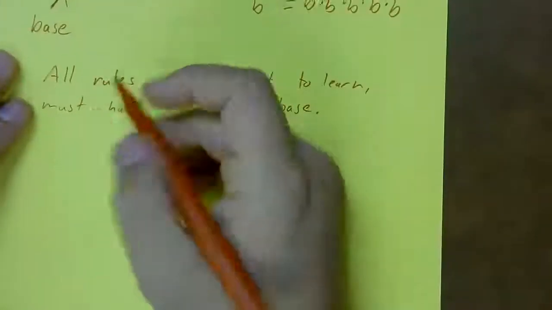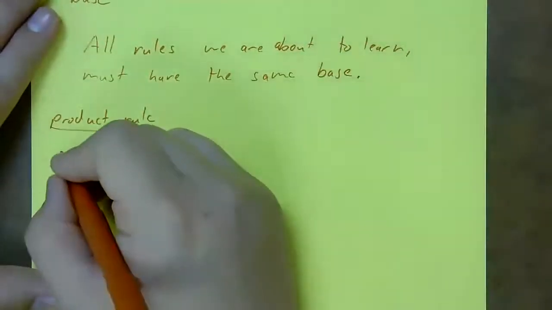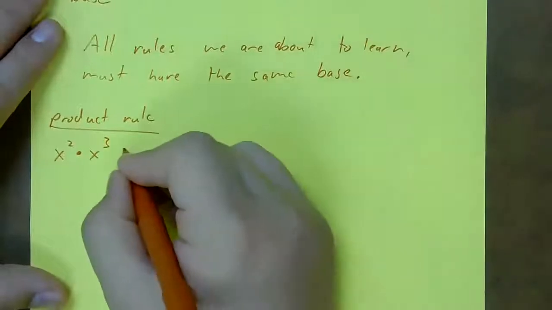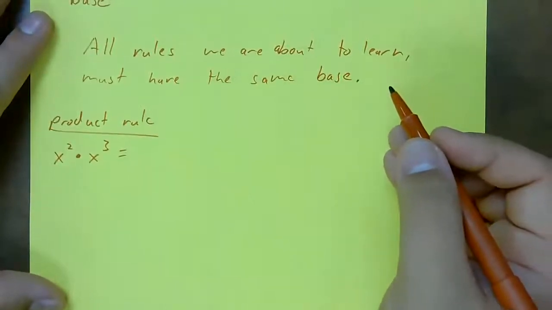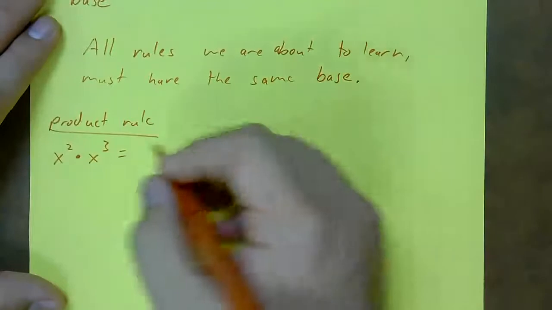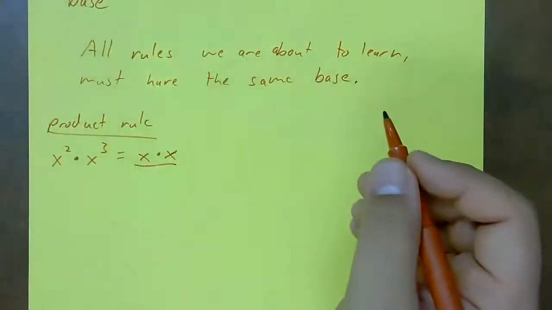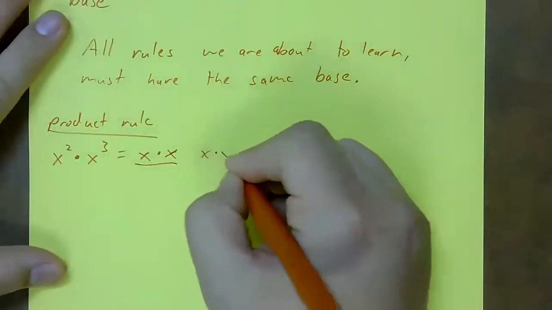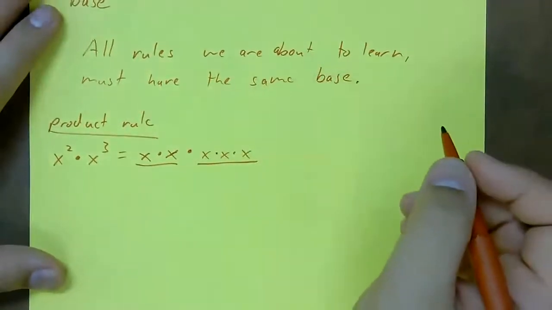Before we do these examples, we're going to do a couple examples on the back side. Okay, so product rule. Let's say we have x squared times x cubed. What does x squared mean? So x times x. This is x squared. What does x cubed mean? All right, x times x times x. So that's x cubed. Okay.